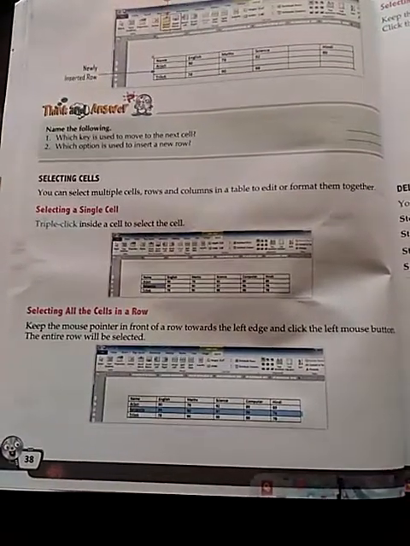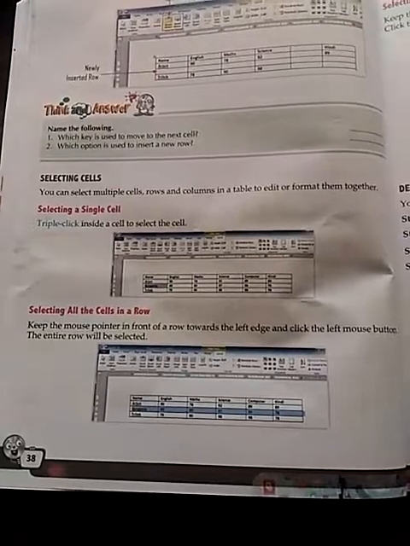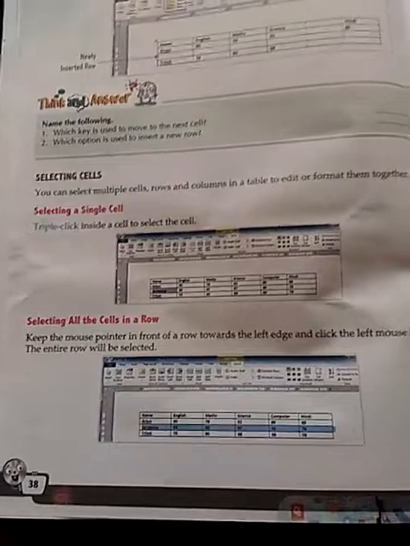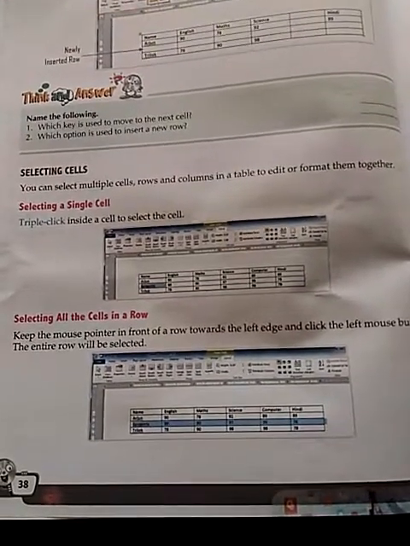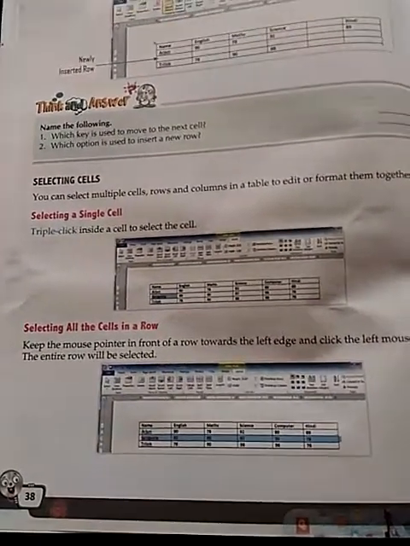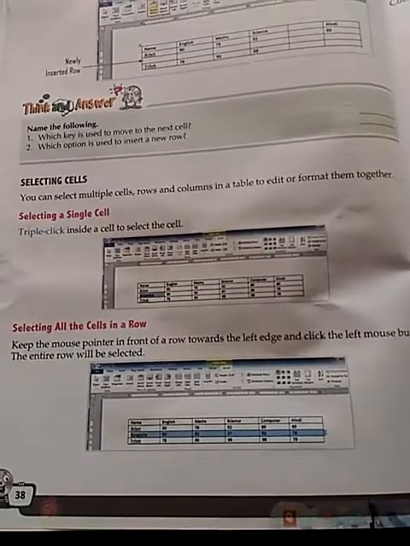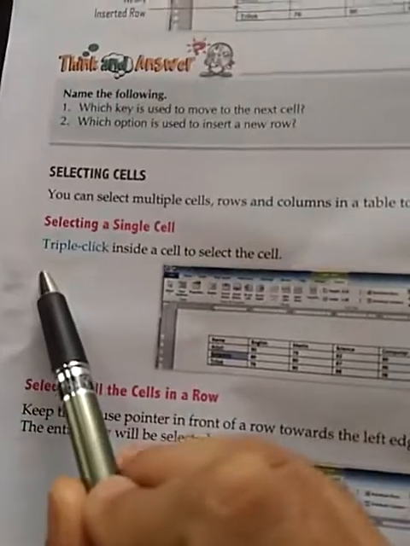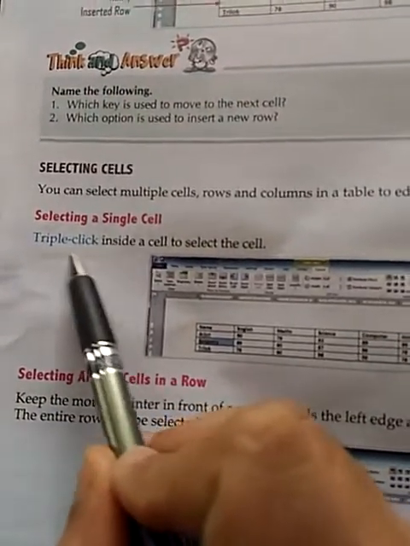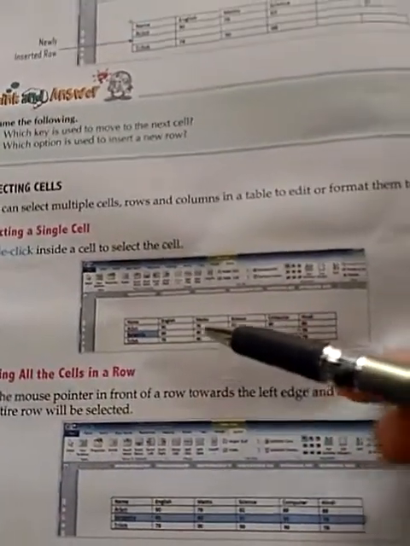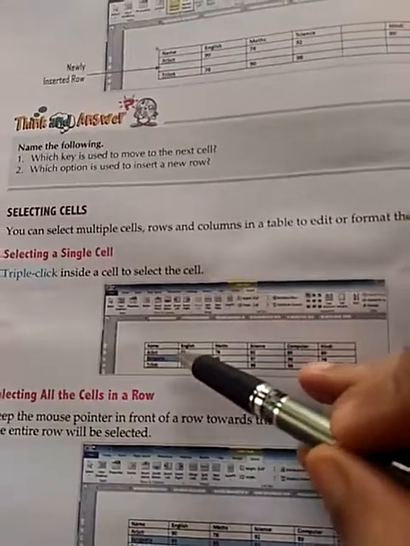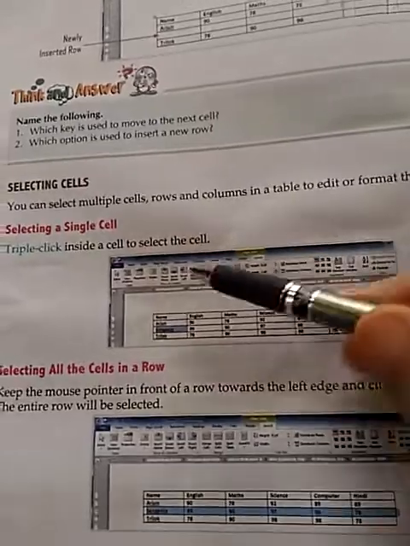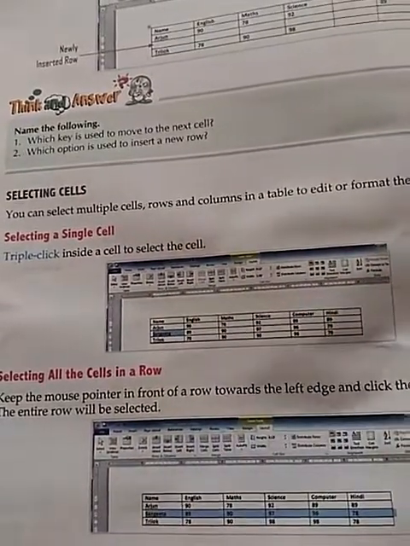In this video, with the continuation of the topic tables in MS Word, we are going to learn how we can select a cell in a table. If we want to select a cell in a table, then simply triple click on the cell which you want to select.